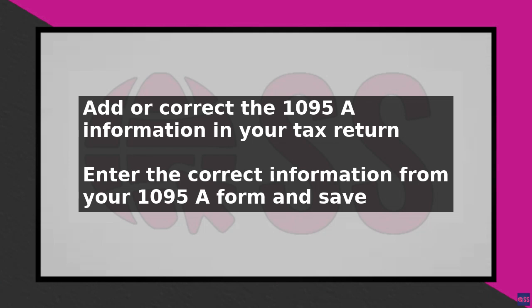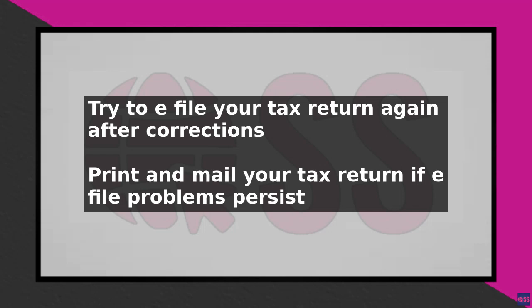Step 4. Once you have corrected the issue, try to e-file your tax return again. If you continue to experience problems, you may need to print and mail your tax return. To do this, go to the File section in TurboTax and select Print and Mail Return.